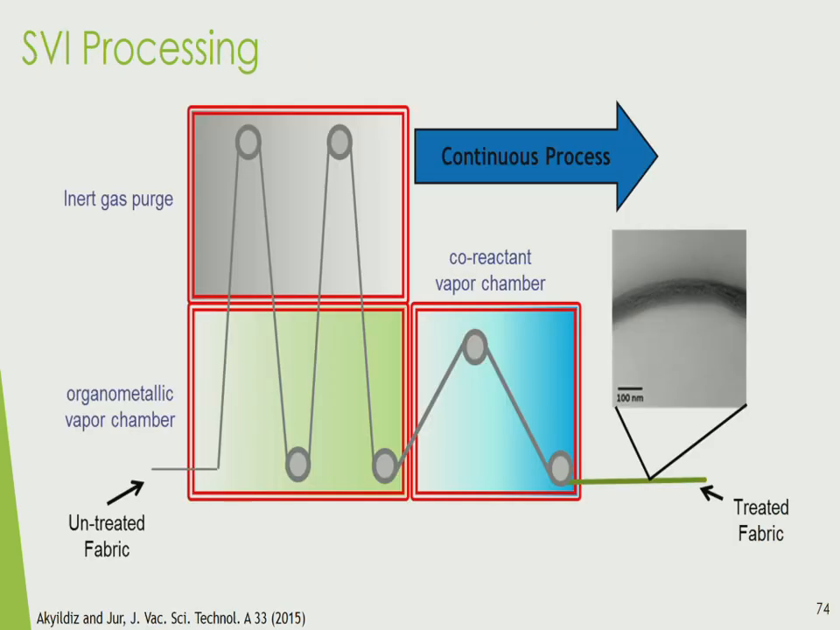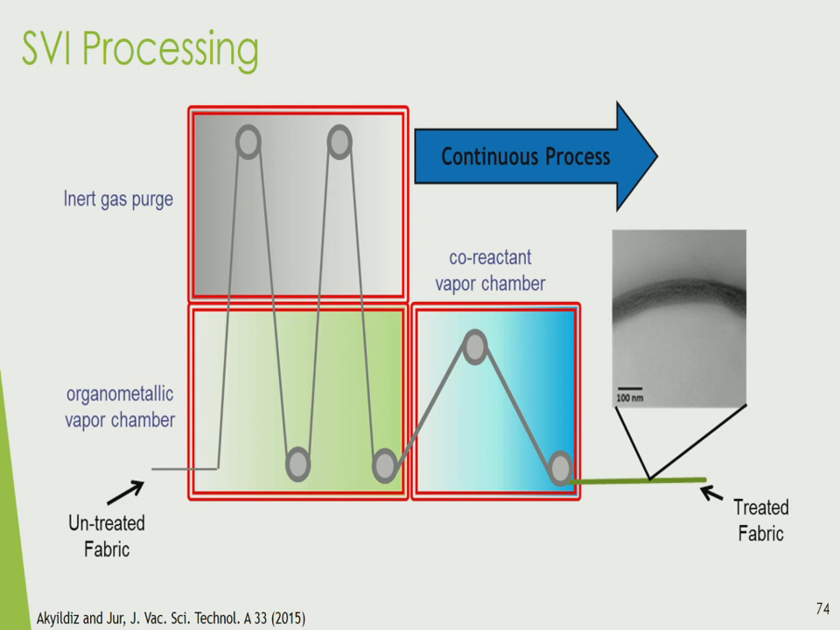So if you think about it from a processing standpoint, we have an untreated material here. You can also think about this as flexible thin films. We take it into a chamber that has our organic metallic vapor. We can then do an inert purge, and then we can shuttle it through this, and then we finish up whatever reaction is happening with a co-reactant here. And then we have our treated fabric, or treated material, at the end.